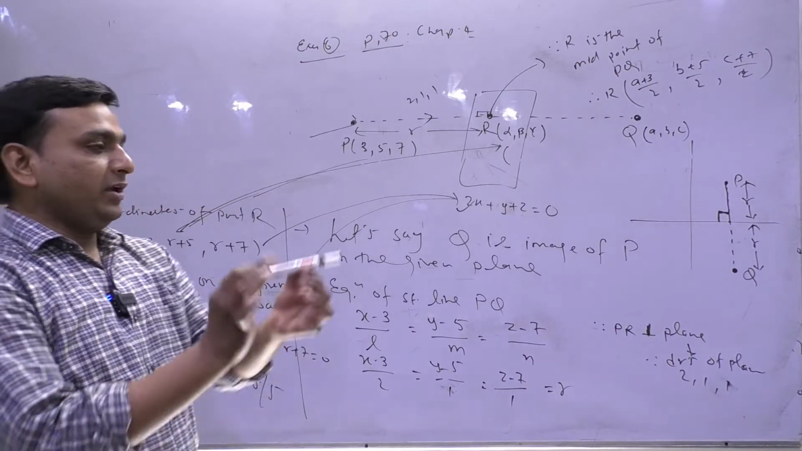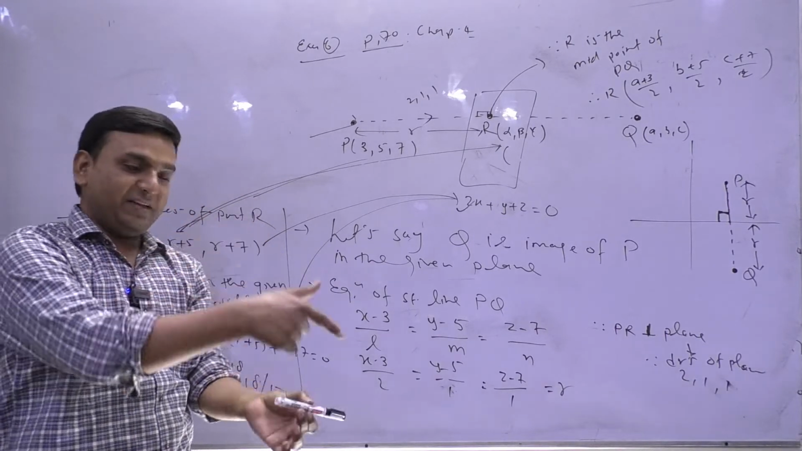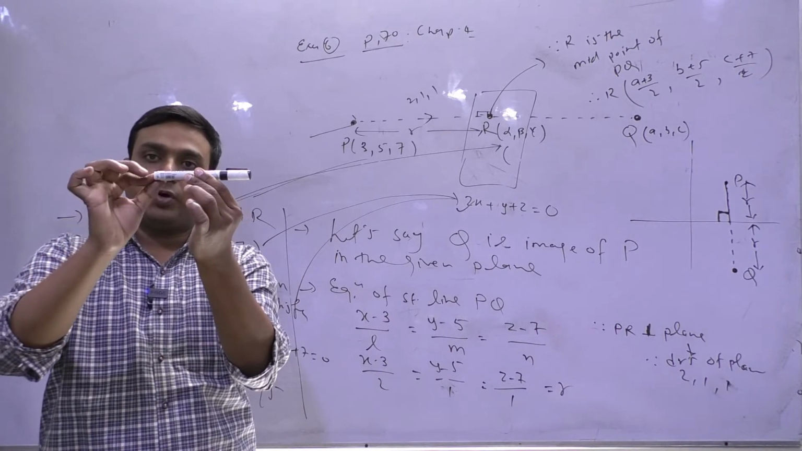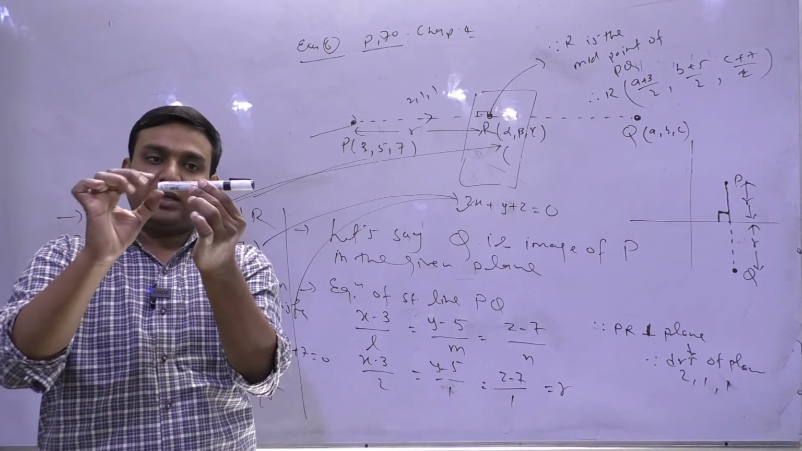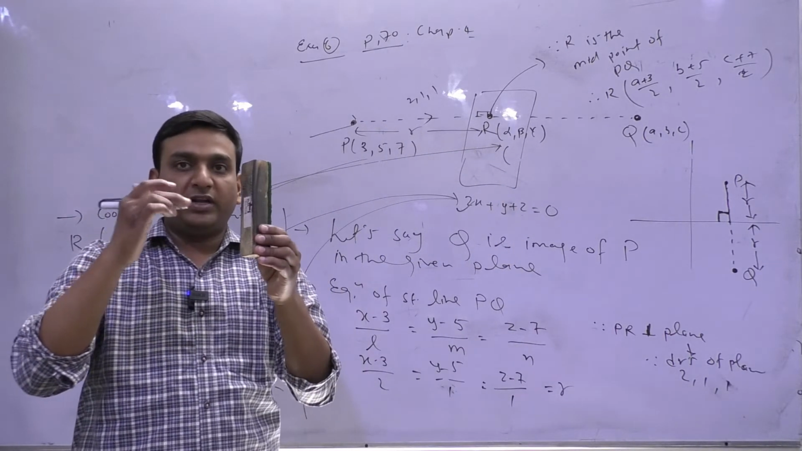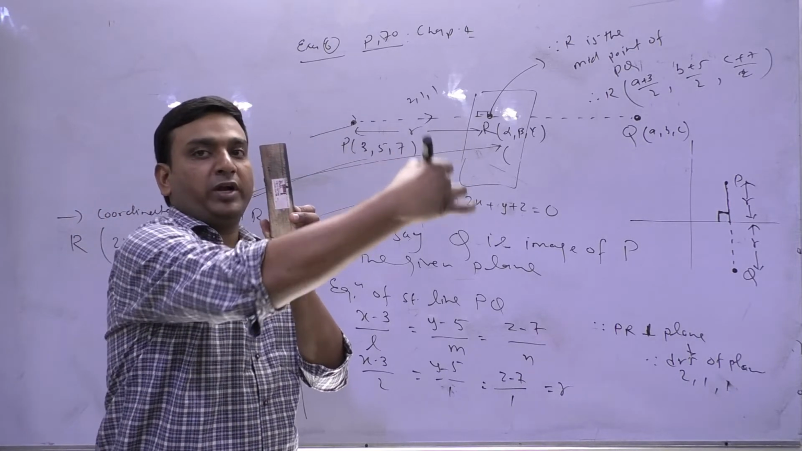So whenever you want to find the image, please listen here. Everything is written there in the PDF. If I want to find the image of this point in this plane, what will I be doing? I'll be taking just the opposite point Q.